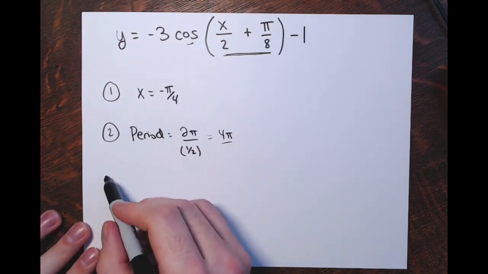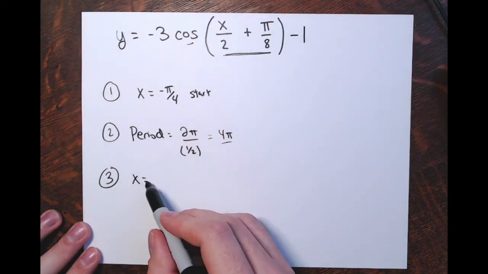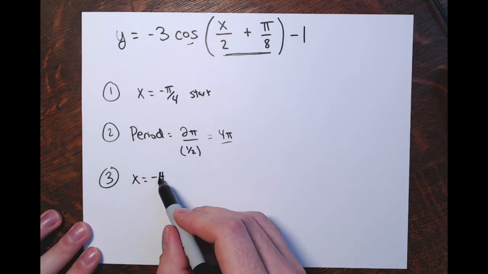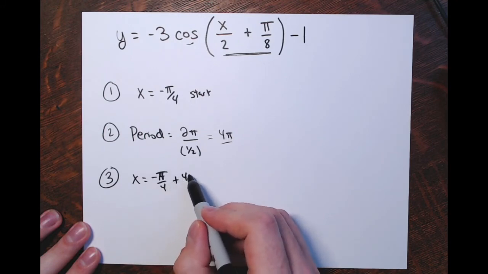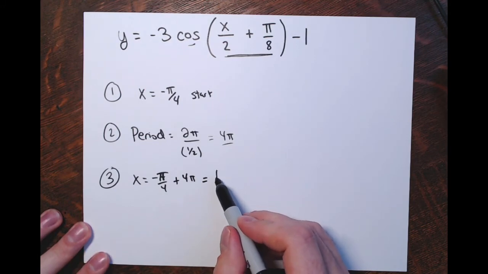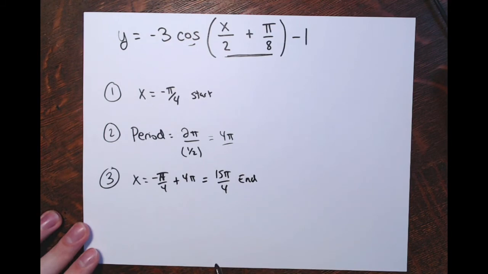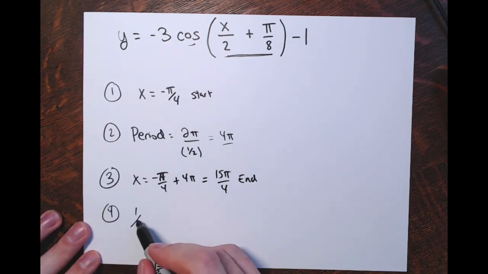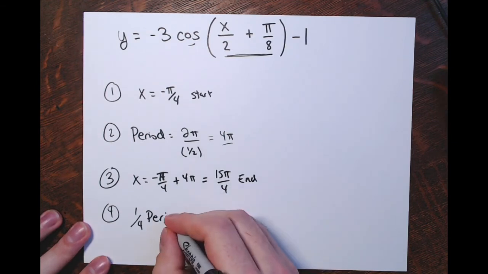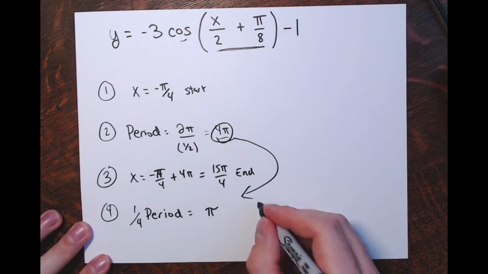So I'm starting there, and then where I'm going to, so I'll write that, start the cycle. Then I take negative pi over 4, add 4 pi. That'd be 16 pi over 4 minus pi over 4 would be 15 pi over 4. So here's where I'm going to end the first cycle. Then a quarter of the period, right? What's the distance between all the notches I draw, between all the key values on my graph? That would just be pi, right? Because again, the period was 4 pi. So a quarter of that is pi.